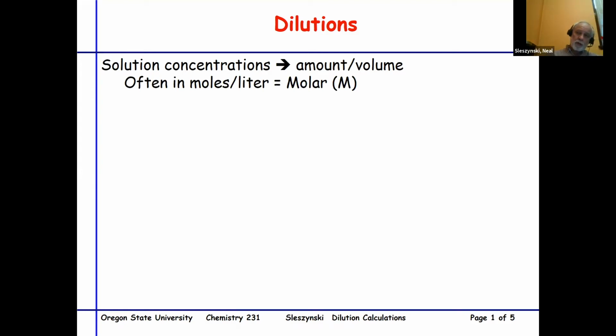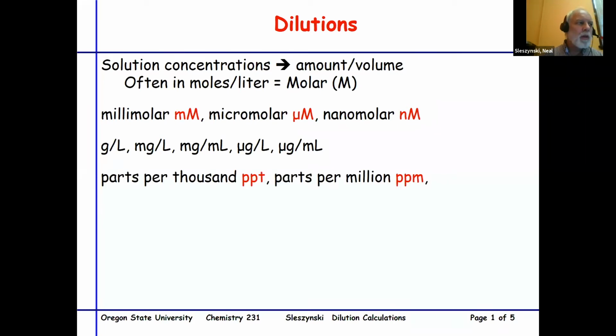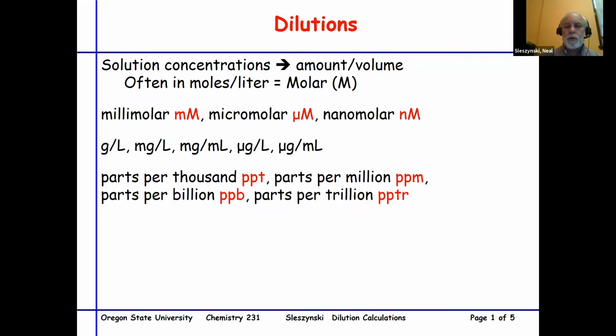we have converted moles per liter into the term molar, which we abbreviate with a capital M. Other common concentrations derived from that are millimolar, 10 to the minus third molar, or small m, large m, micromolar, 10 to the minus sixth, nanomolar, 10 to the minus ninth. You can also have weight per volume. In some calculations, grams per liter, milligrams per liter, milligrams per milliliter, and so on, depending on the problem you're working with. Sometimes we'll also see units like parts per thousand, parts per million, parts per billion, parts per trillion.